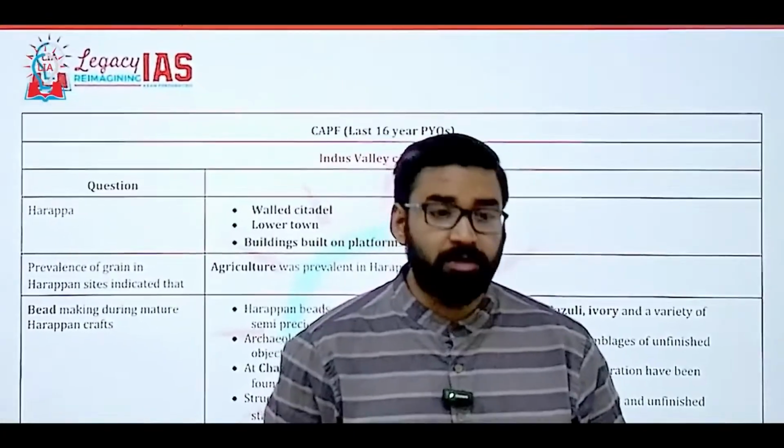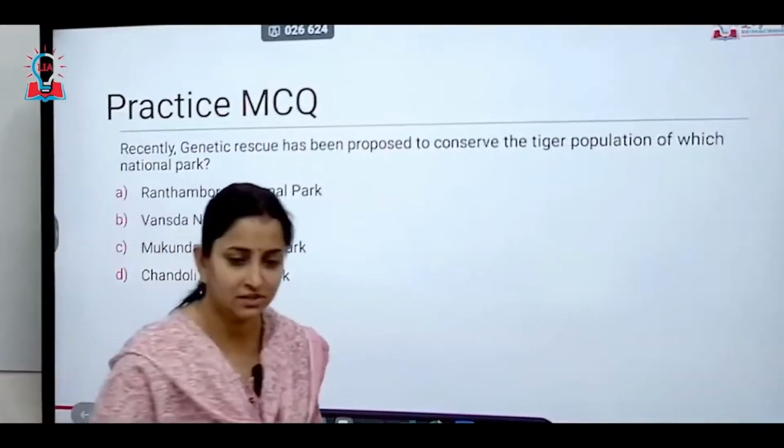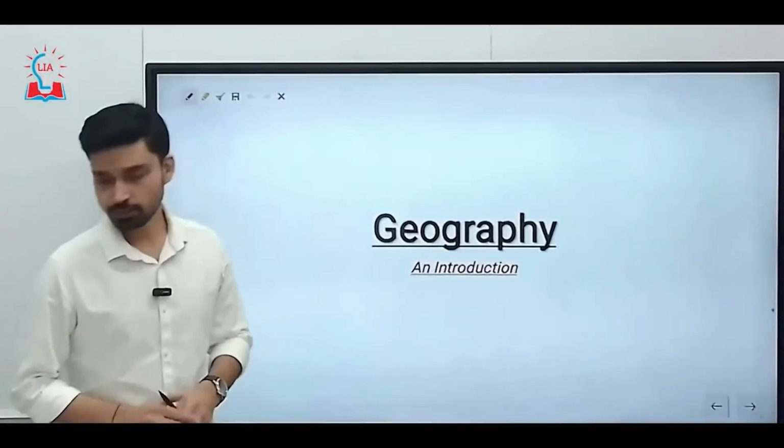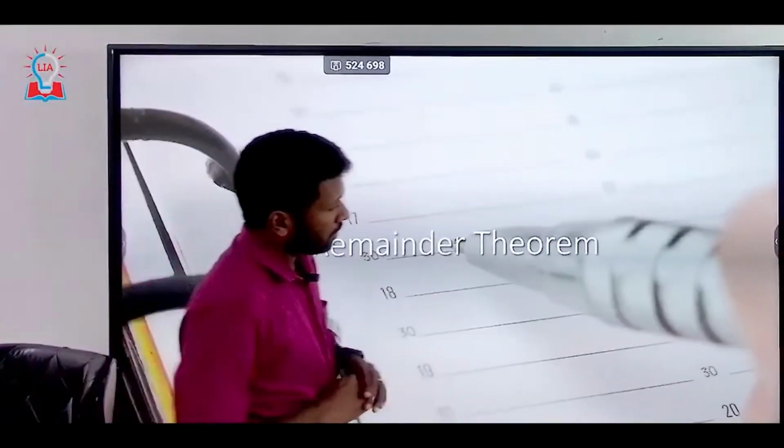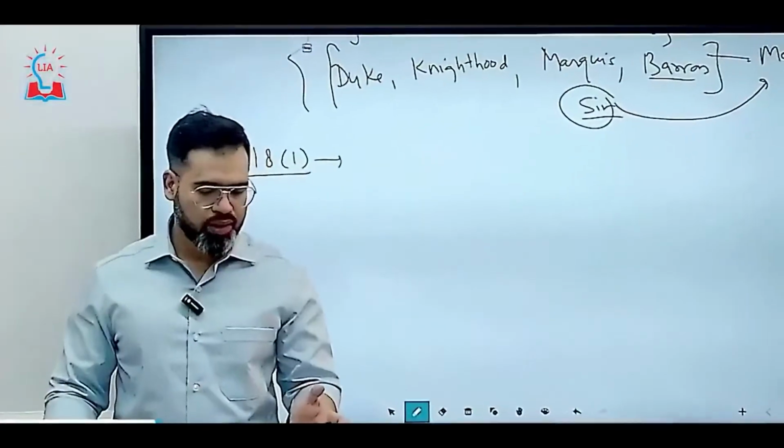Hello and welcome everyone. I welcome you all. Okay, so shall we begin? Right. So I think this is your first class of geography. So what is reminder theorem? So the RBI comes with a bulletin. For example, the citizens price also.